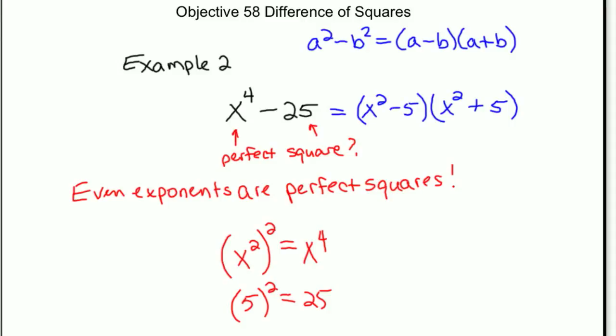You want to double check each parentheses to see if this rule will keep applying over and over again. This parentheses is close because the x squared is a perfect square, but the 5 is not a perfect square. So we cannot use the rule again. In some problems we're able to keep going. But for this particular one, x squared minus 5 times x squared plus 5 is our solution.